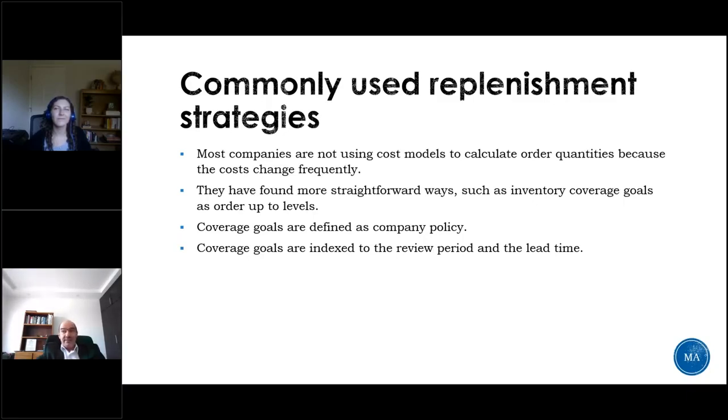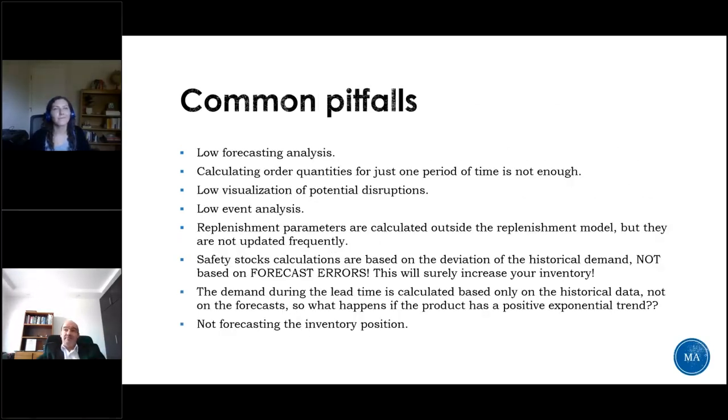Coverage goals are defined as a company policy, but they have to be dynamic goals. And coverage goals are indexed or linked to the review period and the lead time. That is another option. I'm going to do both today. Common pitfalls: low forecasting analysis. That's a common one, but I think that companies must pay attention to that. More forecasting analysis will give you very good results. Calculating order quantities just for one period, that's not enough. I'm going to show you why.